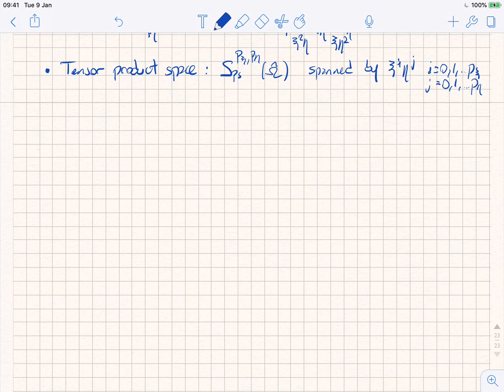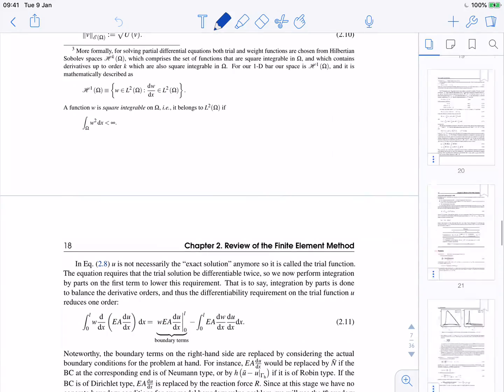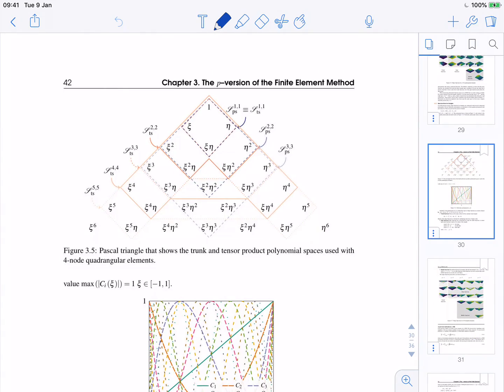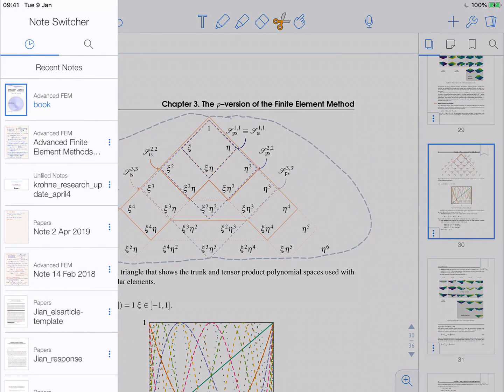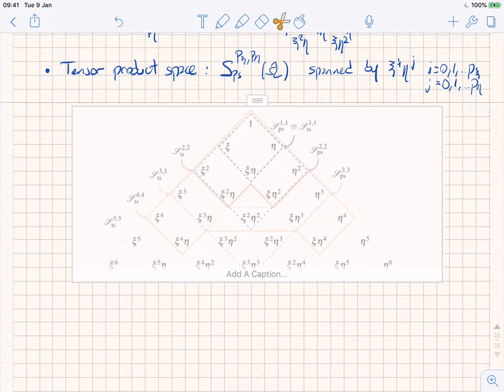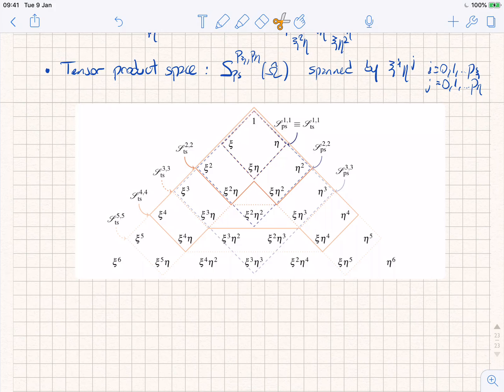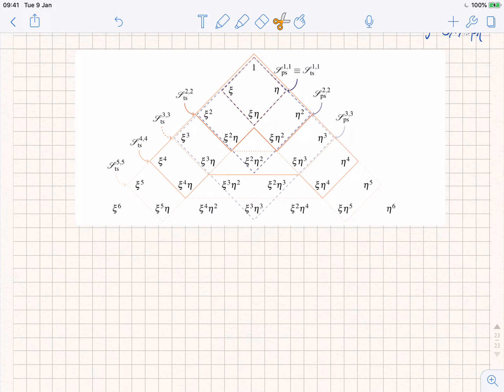Let me see if I can actually grab one of those images from the book. This is the image I was looking for. And here you have the difference, how they look, right? So your tensor product space, I'm just showing as long as we keep the symmetry, this is the way they look. So you have the blue lines, and the trunk space is shown. You see how it looks like, I don't know, like this strange plane that is invisible. Yeah, so those are the two spaces that we usually work with when we're talking about p-FEM.